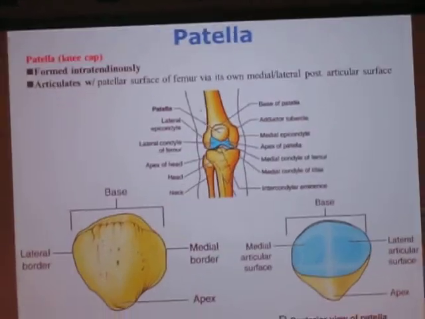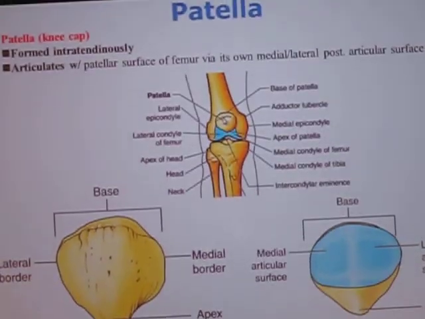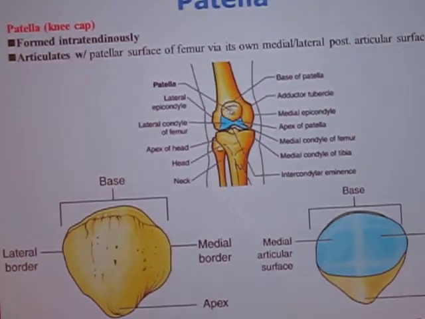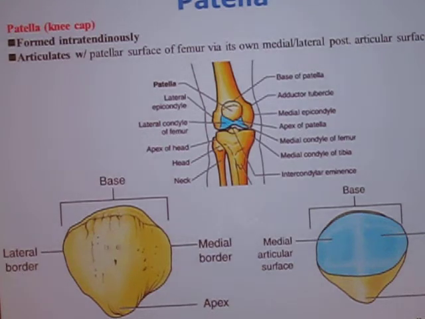Surface of the femur, so the patella does not articulate directly with the tibia. Okay, so I want you to associate it with the femur. And it has an anterior side, which, don't worry too much about it, and the posterior side has these articular surfaces, again, articulating with the distal aspect of the femur.